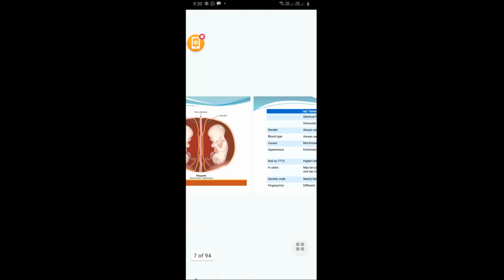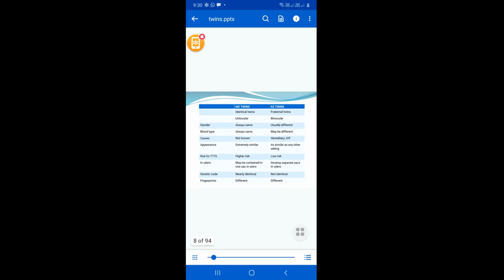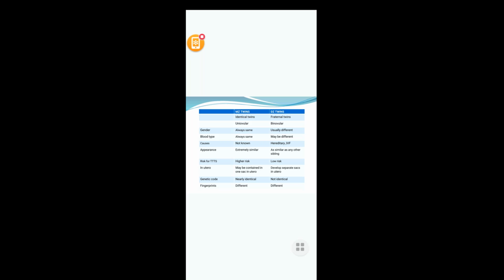dizygotic. Monozygotic twins and dizygotic twins. Usually identical twins will be there because of monozygotic; you need to understand why there will be identical twins and why the gender will be the same. If you are cutting a cake into two pieces, then both the cakes are of the same color, same variety, but two different pieces. So remember that.